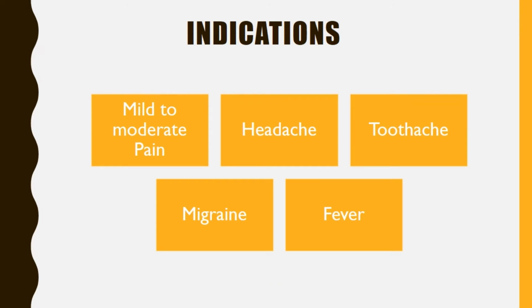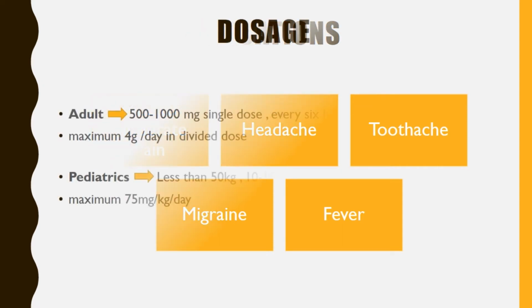In the indications, as we discussed previously, it is used in mild to moderate pain like headache, toothache, migraine, and also in fever. Generally, paracetamol is used in all body pains when there is no inflammation.